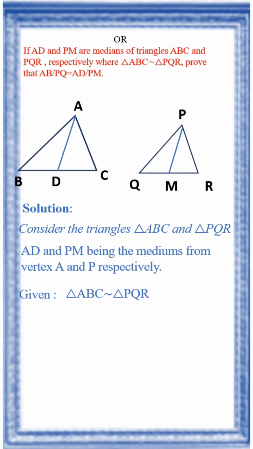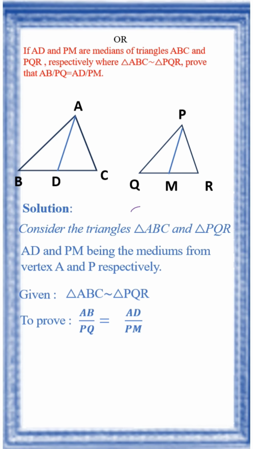What has been given here? Triangle ABC is similar to triangle PQR. Now we can understand that we have to prove that AB by PQ is equal to AD by PM. Look at the figure, otherwise you won't understand here. These two sides belong to the triangle ABD and triangle PQM. So now we have to prove them, they are similar.